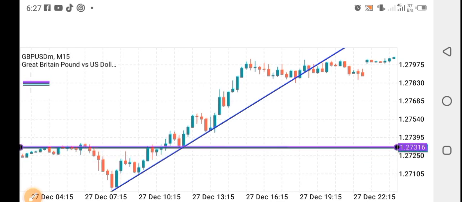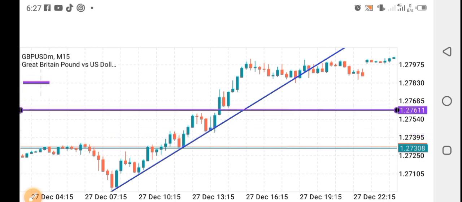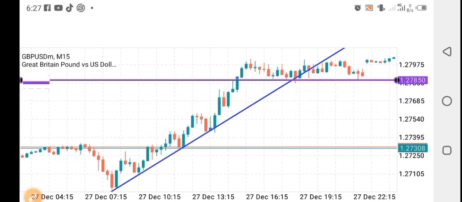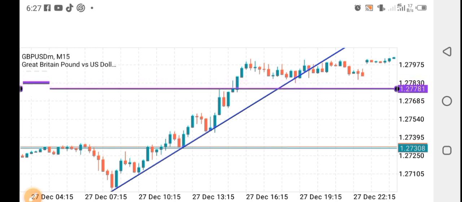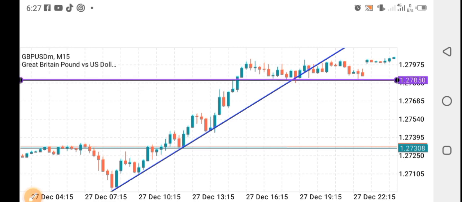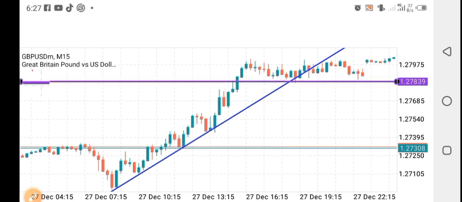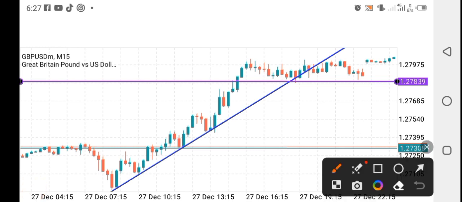This is a higher low right here. This is another higher low. This is another higher low. Okay, this is another higher low. Okay, so you'll be moving it until you get to the last higher low formed before the trend line got broken. Okay, so this is the last higher low that was formed somewhere around here. Okay, so price formed a higher low, then moved up.